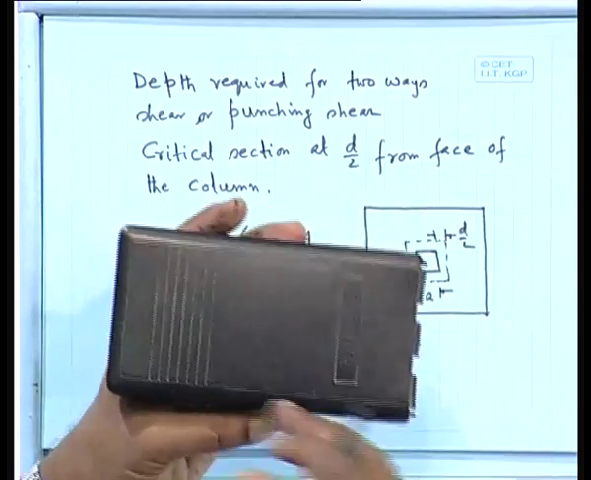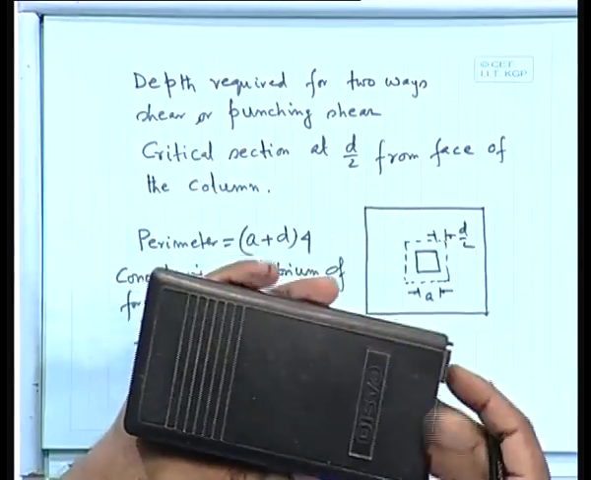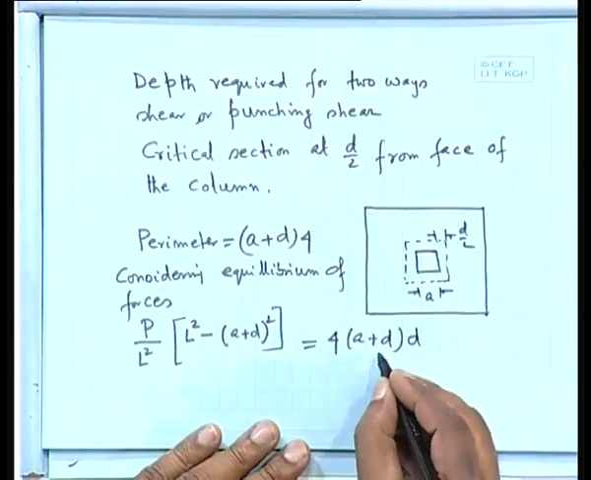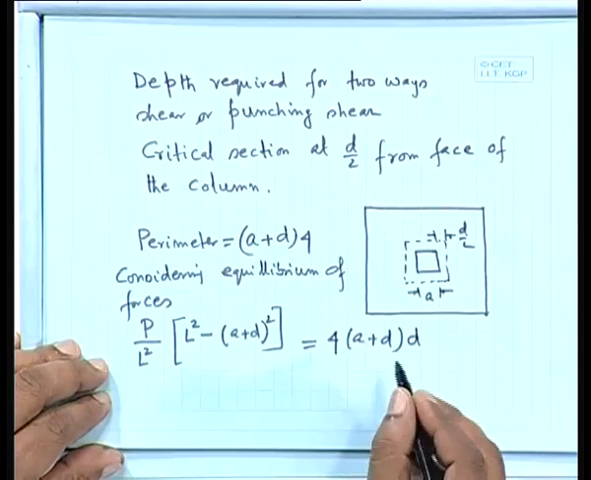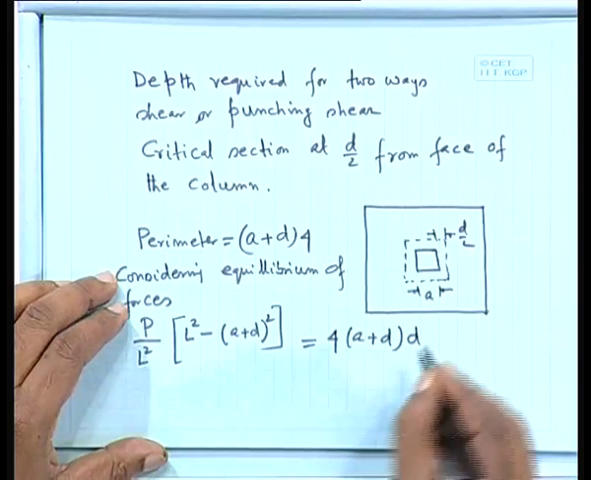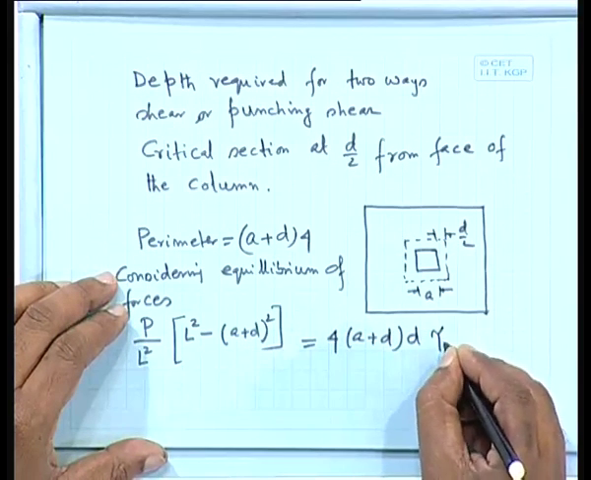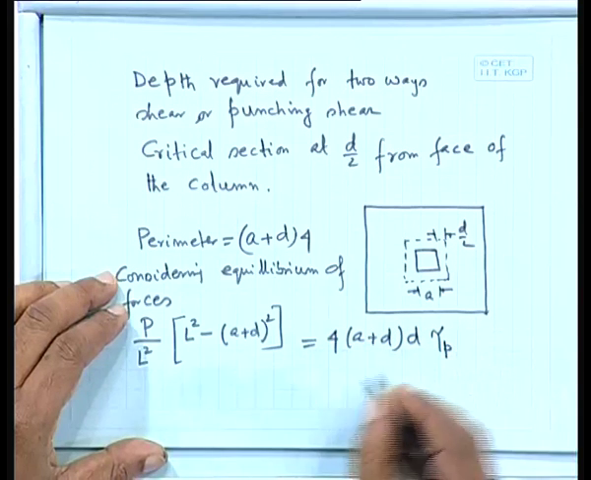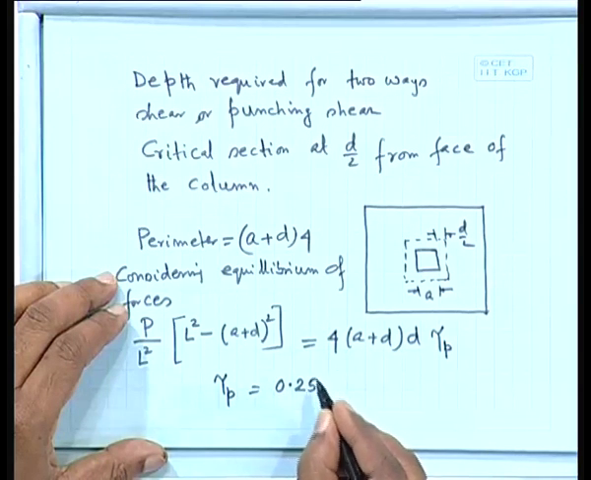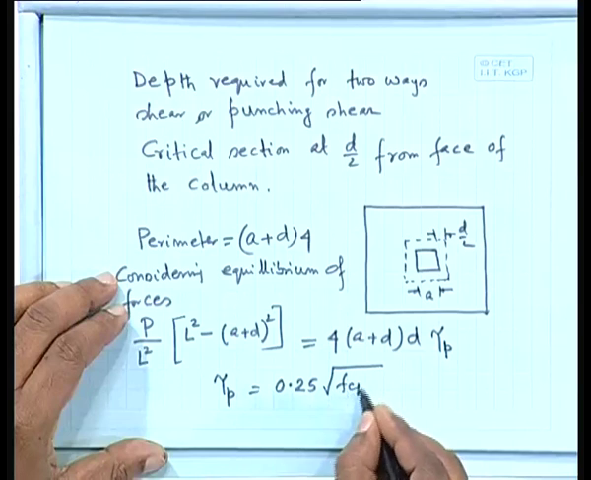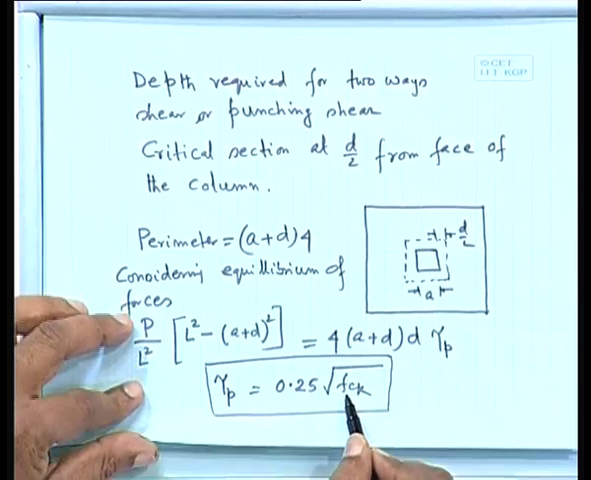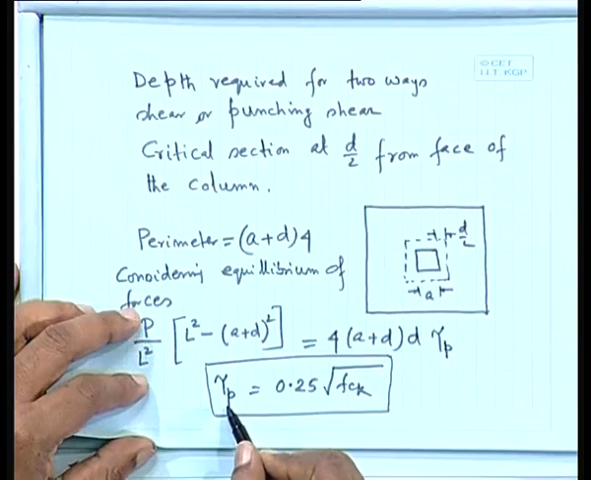So, that cross-sectional area we are talking about, and then the remaining portion, whatever forces are coming, we have to take. So, 4 times A plus D times D is what we are getting here, but here it is for punching shear. So, tau P equal to, our code says, 0.25 root fck. That means it is M20 grade of concrete, so we know the allowable punching shear.